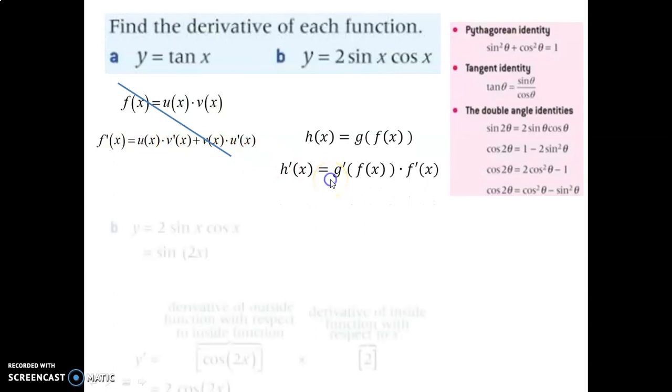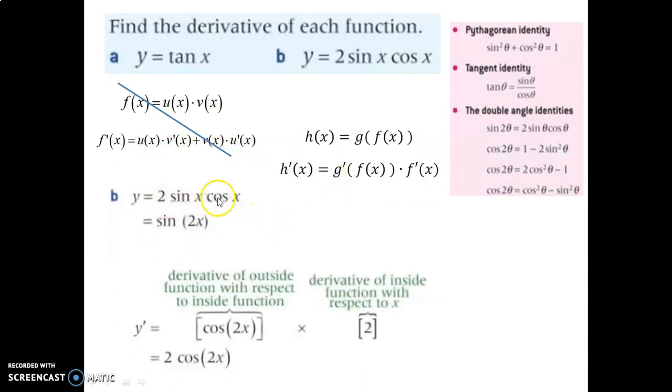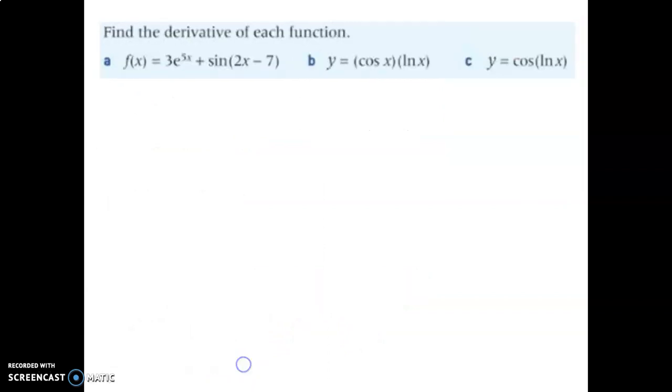Let's try. Okay, so here it is. That can simplify to this, using one of our double angle identities. Then take the derivative of that, outside function times derivative of the inside function. There we have it. Great work. Let's keep going.